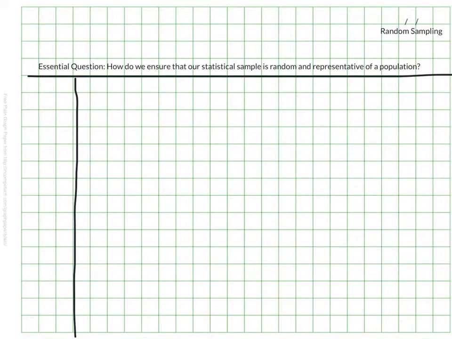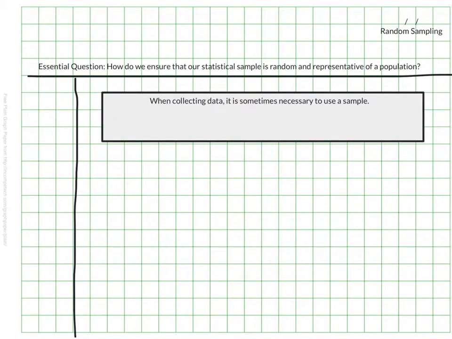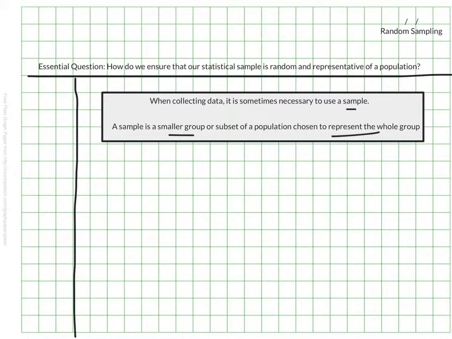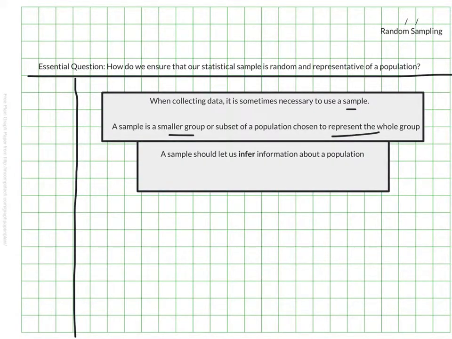of a population? As we know from our previous work, when we want to collect statistical data, sometimes we can get the information from a whole population, but other times, for logistical reasons, we need to use a sample. And of course, a sample is when we use a smaller group or a subset that is chosen to represent the whole group. The idea behind a sample is that we can infer information about a population without having to get the entire data from, say, every person in the United States, if that was our population.